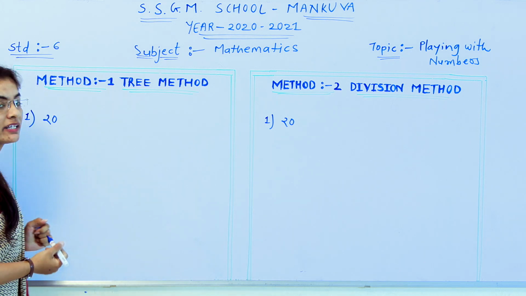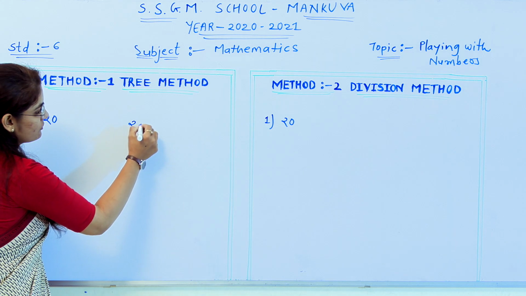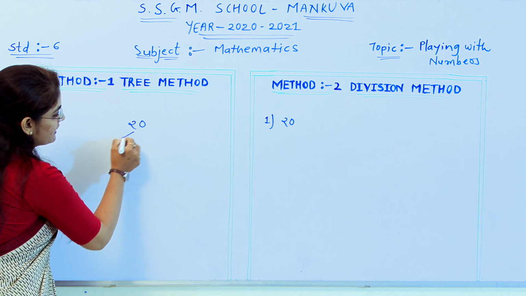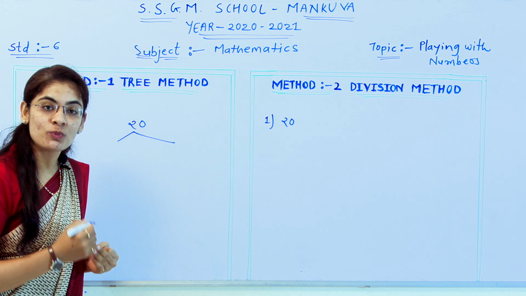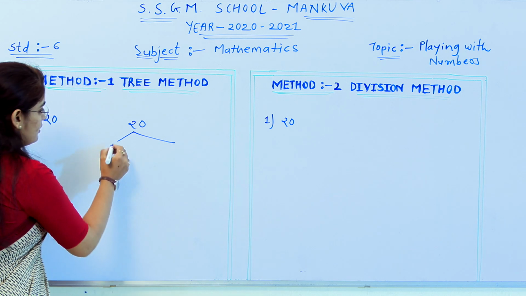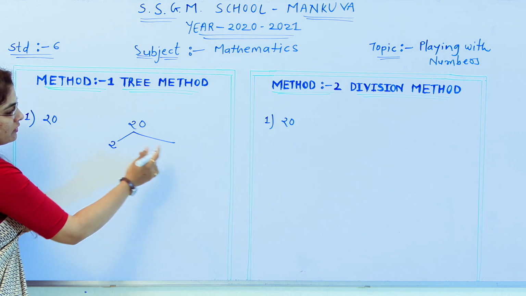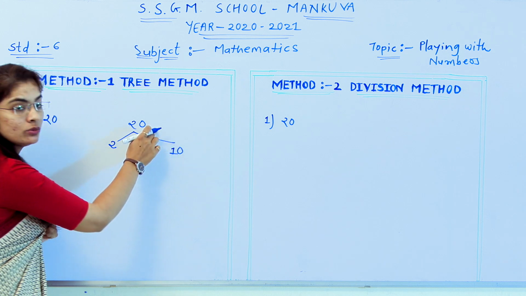First of all, take one example with the number 20. What we have to do? Write the 20, split into two parts. Start with the smallest prime factor. It means 2. 2 into 10 is equal to 20.